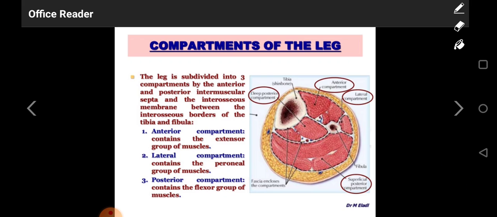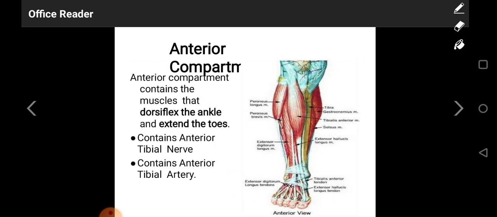The anterior compartment of the leg contains the extensor muscle group. The lateral compartment contains the peroneal group of muscles and the posterior compartment contains the flexor group of muscles. The anterior compartment contains the muscles which can dorsiflex the ankle and extend the toes. It contains the anterior tibial nerve and the anterior tibial artery.